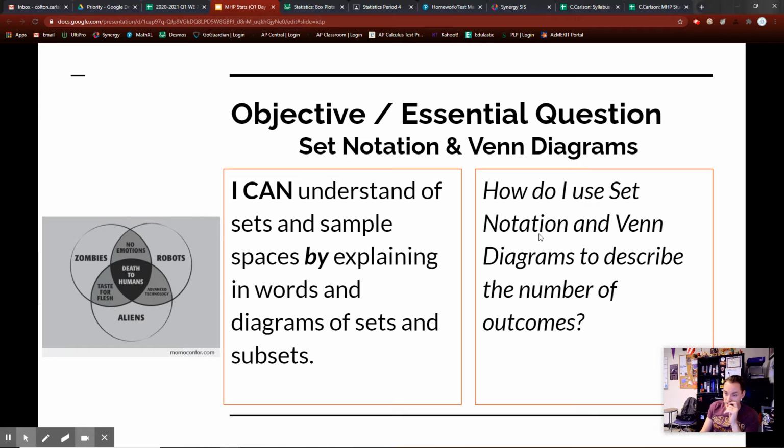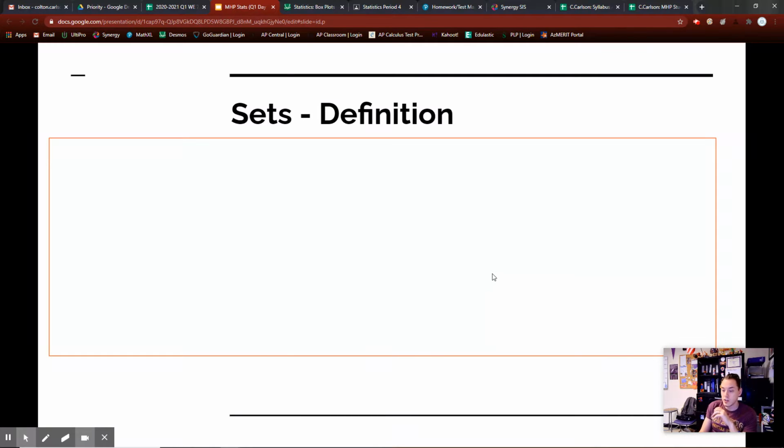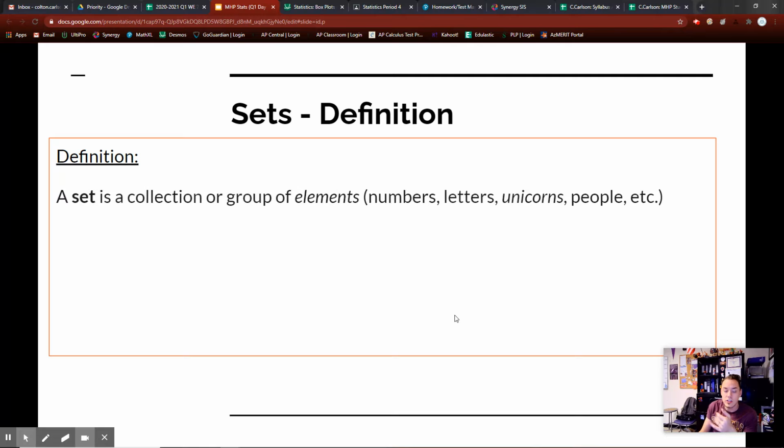How do I use set notation and Venn diagrams to describe a number of outcomes? Let's find out. First of all, what is set notation? What are sets? We talked a little bit about them, but not really. The definition is very simple. A set is a collection or group of elements. This could mean numbers, letters, unicorns, people. It doesn't really matter. It's just a group or collection of things. A group of comic books could be a set. My calculators in the classroom could be a set.